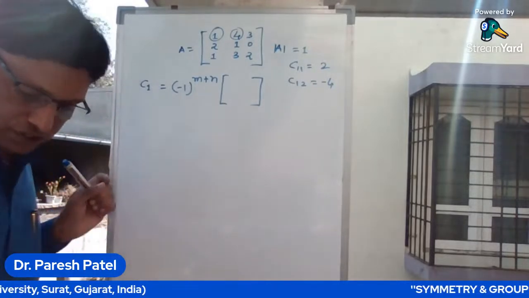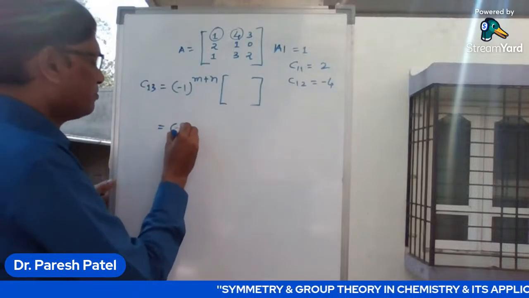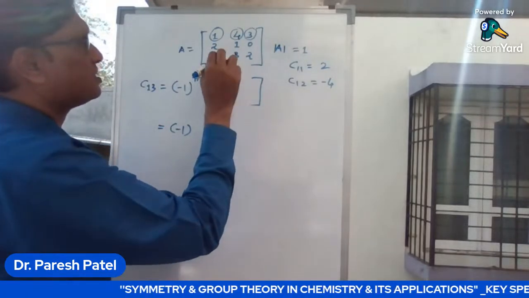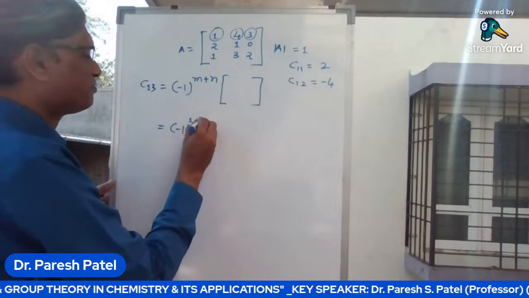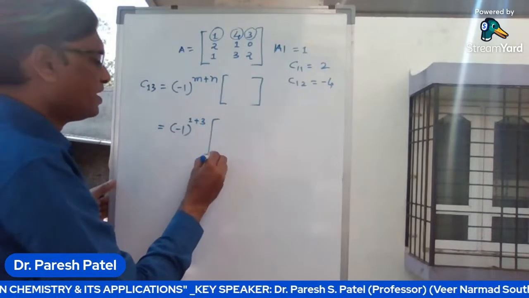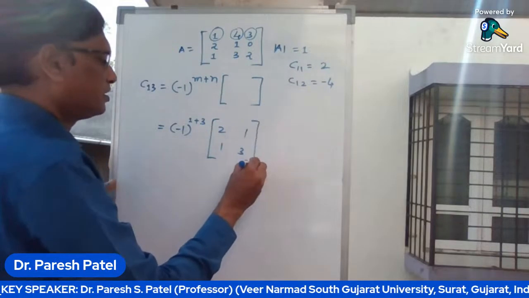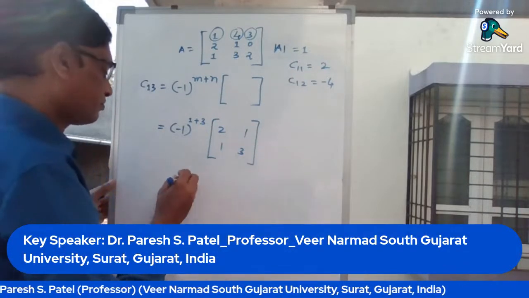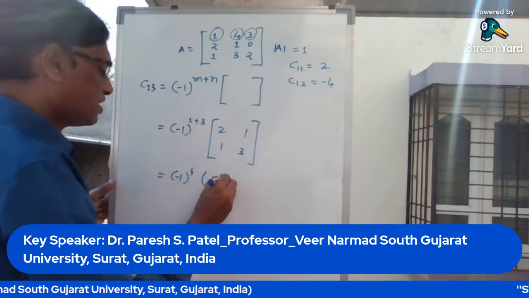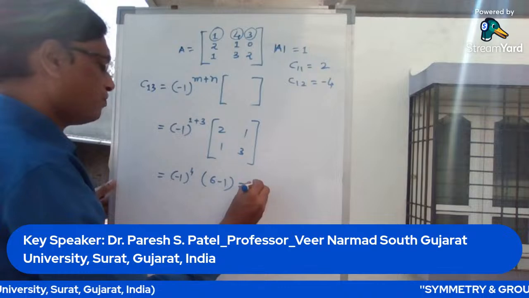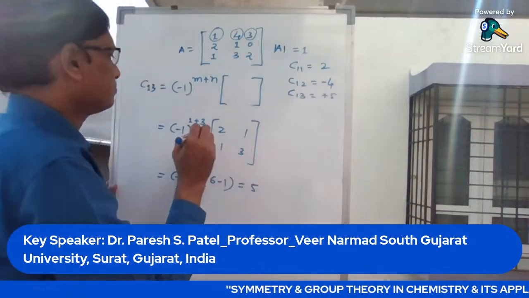Now next, C13. So minus 1 raised to 1 plus 3, first row and third column. So the remaining are 2, 1, 1, 3, which is minus 1 raised to 4, equal to plus 1, times 6 minus 1, equal to plus 5. So the value of C13 is equal to plus 5.